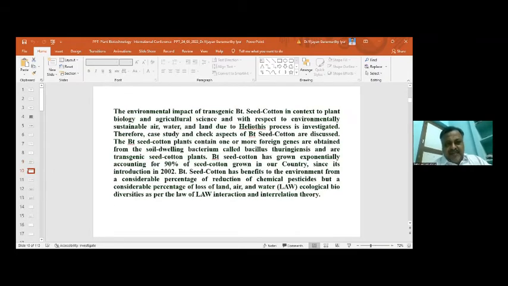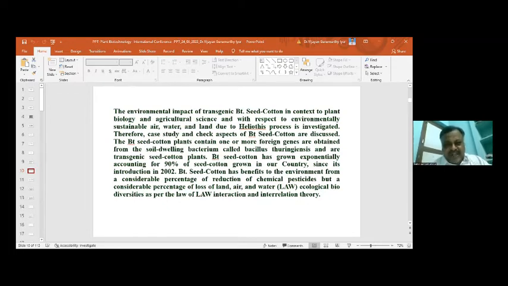And the environmental impact of transgenic Bt seed cotton, in context to plant biology and agricultural science with respect to environmental sustainability of air, water, and land due to the Heliothis process, is investigated. Therefore, a case study and check aspects of Bt seed cotton are discussed here. The Bt seed cotton plants contain one or more foreign genes obtained from the soil-dwelling bacterium called Bacillus and are transgenic seed cotton plants.